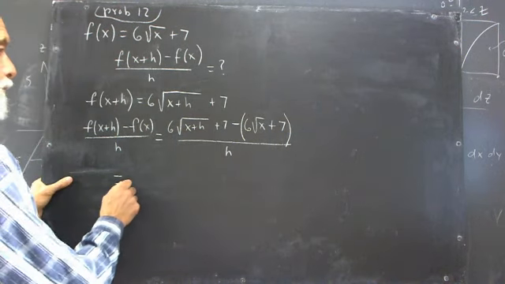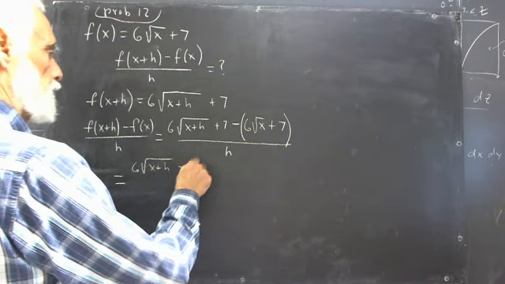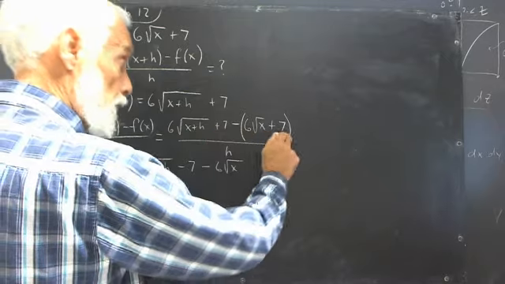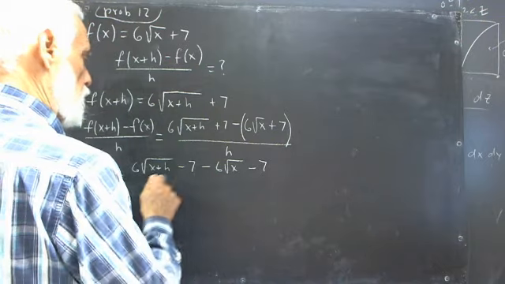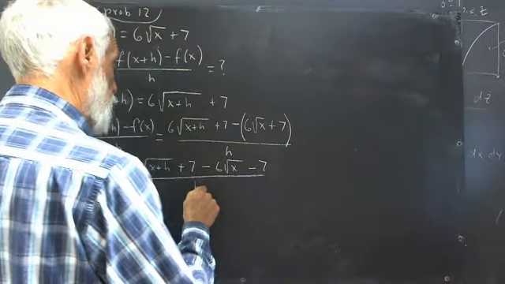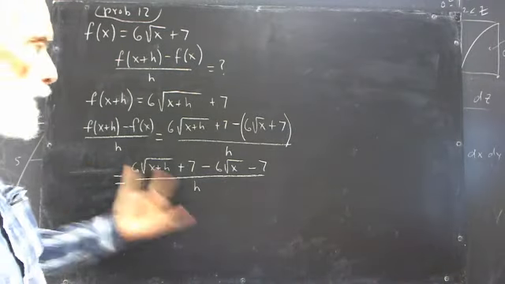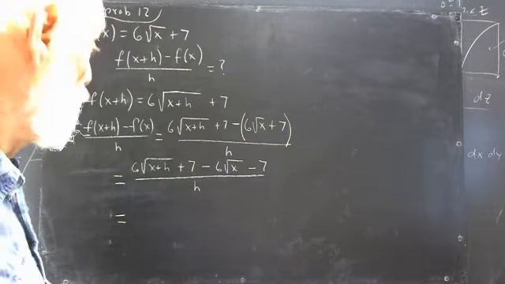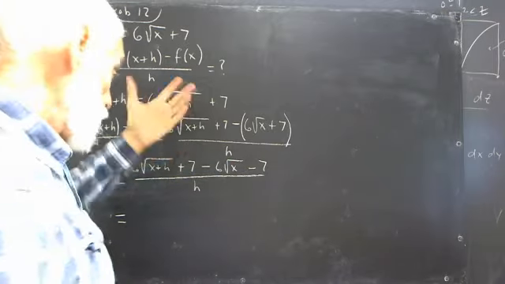And what's that equal to? That's going to be 6 times the square root of x plus h plus 7 minus 6 square root of x, distributing the minus through, minus 7. Okay, we divide by h, and what happens to the 7s, and what wouldn't have happened to the 7s if we hadn't put these parentheses around? Well, 7 minus 7 is 0, so the 7s don't occur here.